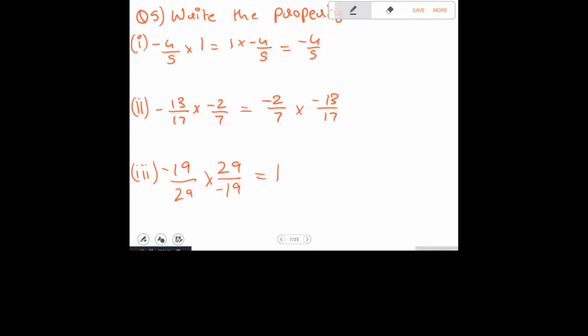Now question 5 is to write the property in which these equations are given. So minus 4 by 5 into 1 equals 1 into minus 4 by 5 equals minus 4 by 5. The property used here is the commutative property of multiplication. And over here, minus 13 into minus 2 by 7 equals minus 2 by 7 into minus 13 by 7. This is also the commutative property. And the last subpart of this question is minus 19 by 29 into 29 by minus 99 equals 1. This is the multiplicative inverse.